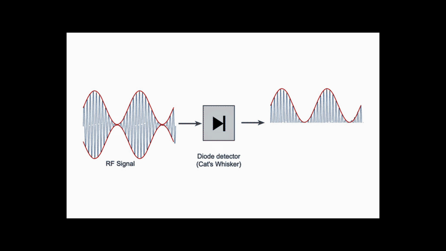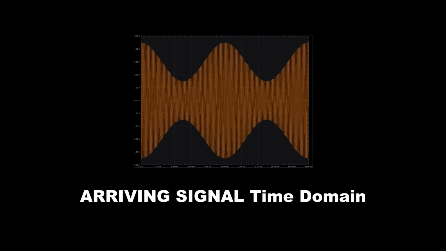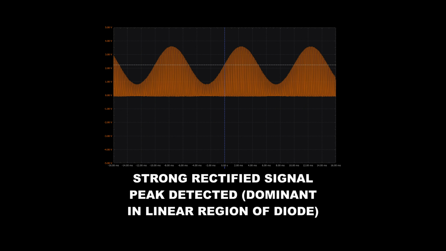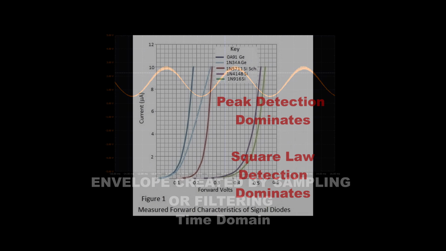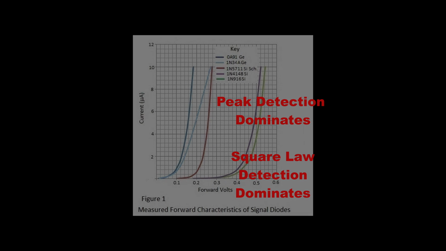So envelope detection is a misunderstood term. The envelope is not created at the transmitter. It shows up after detection and filtering. Square law detection is the act of rectification or product detection in the square law region. Peak detection is simply the act of sampling the highest rectified voltage in the linear region. In either case, sampling or integrating or low-pass filtering these peaks is going to reproduce the message.